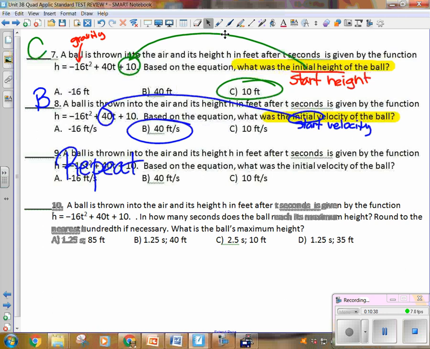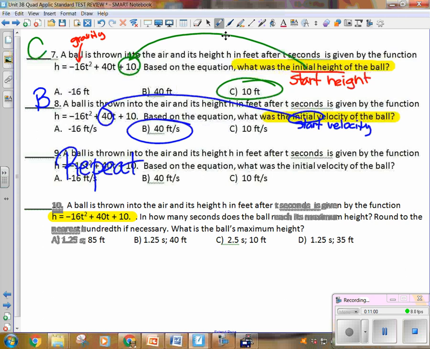Number 10. Now I noticed that we're using the same equation, the same equation that we've been talking about. This time I'm actually going to be asked to find something. In how many seconds does the ball reach its maximum height, round to the nearest hundredth? That means 2 decimal places if necessary. What is the ball's maximum height?